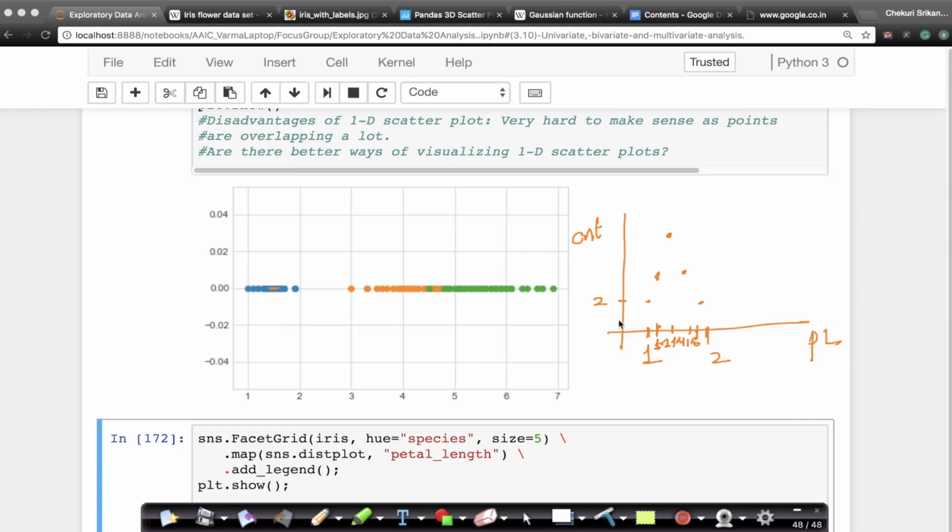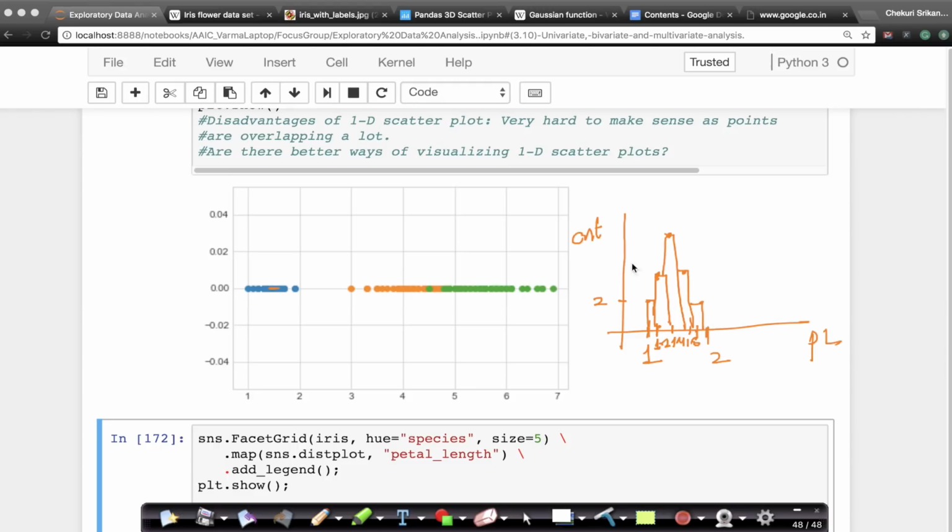So now I'm drawing a variation of my 1D scatter plot, because the only variable I have is my petal length. The y-axis is not petal width or sepal length. It's basically a count of how many points exist in each of these regions, right? Such a plot. So now if I just plot it like this, I will build a tower-like structure around it, okay?